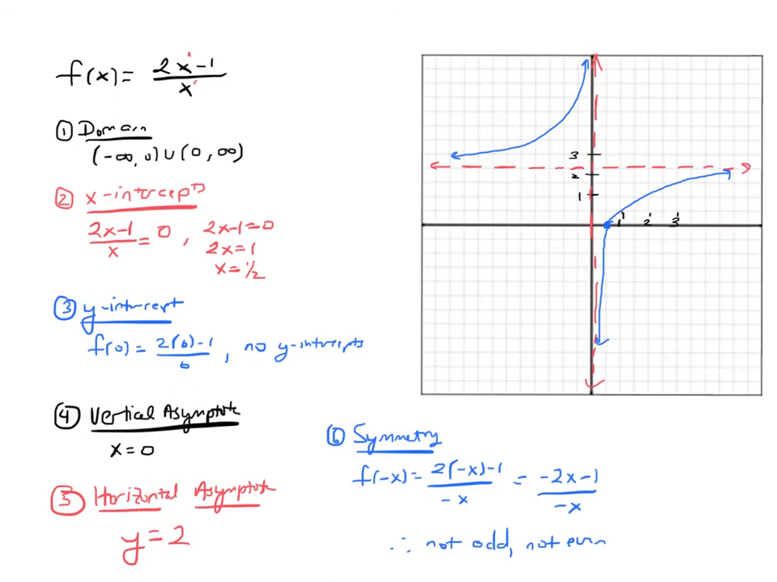So this function has a domain of all reals except for x equals 0. We've got our x-intercept at x equals 1/2. We don't have any y-intercepts. We've got our vertical asymptote and we've got our horizontal asymptote. And what we drew is not odd and it's also not even. And the last thing we need to do is label. And that's it.